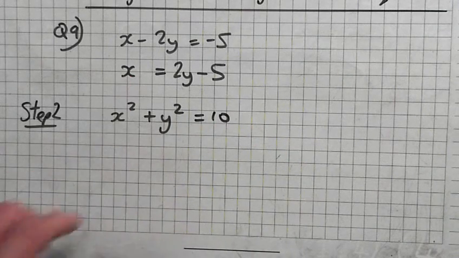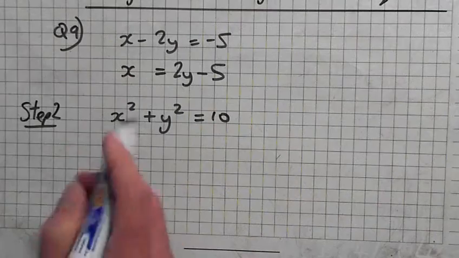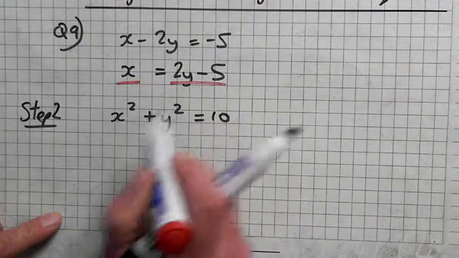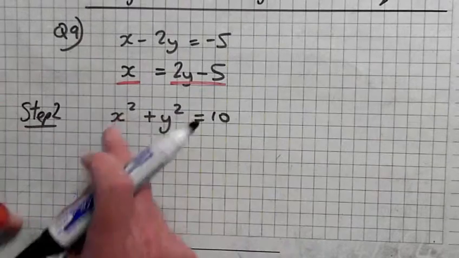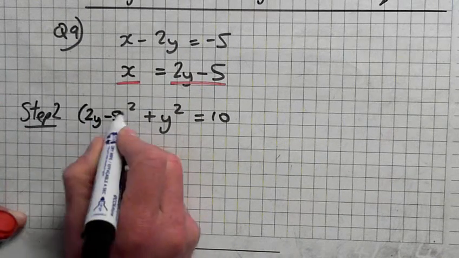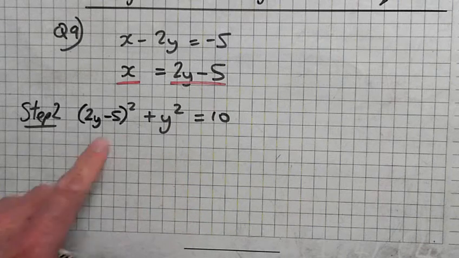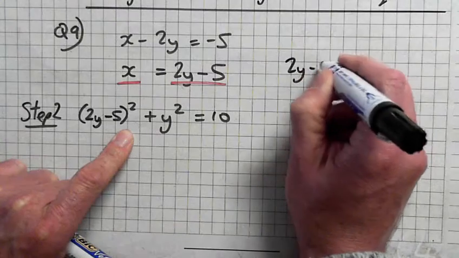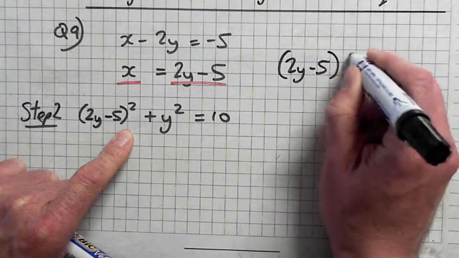And we're going to replace, what are we going to replace x with? The 2y minus 5. Yeah. So we're going to replace x with 2y minus 5. So that's 2y minus 5 squared. Over here we'll do that. What does that mean? It means 2y minus 5 times.